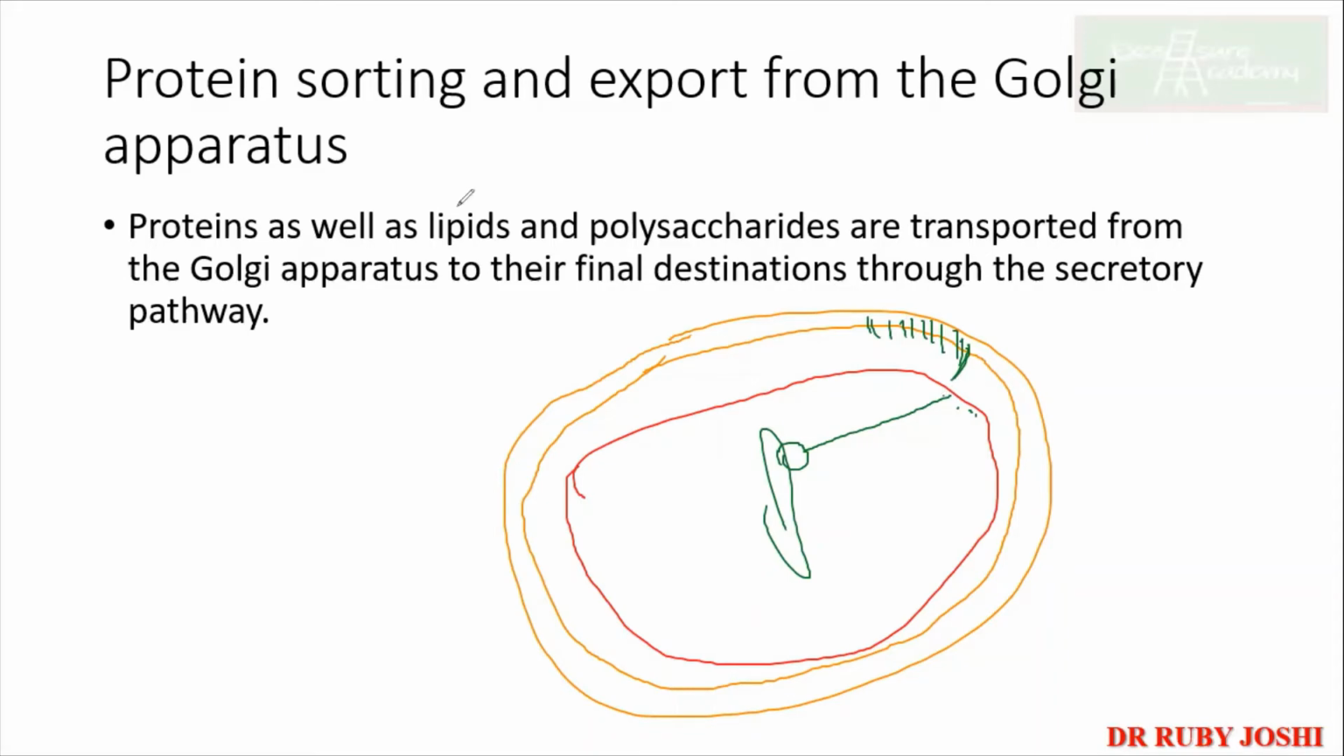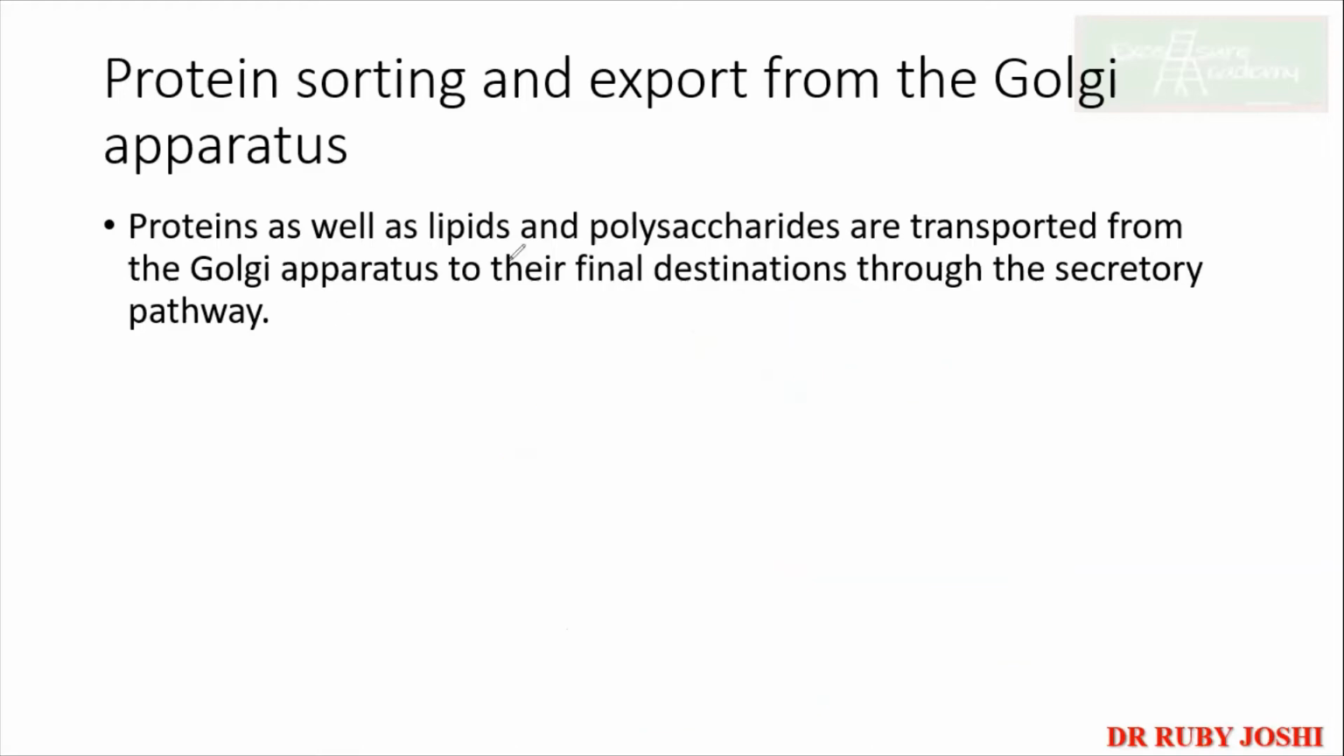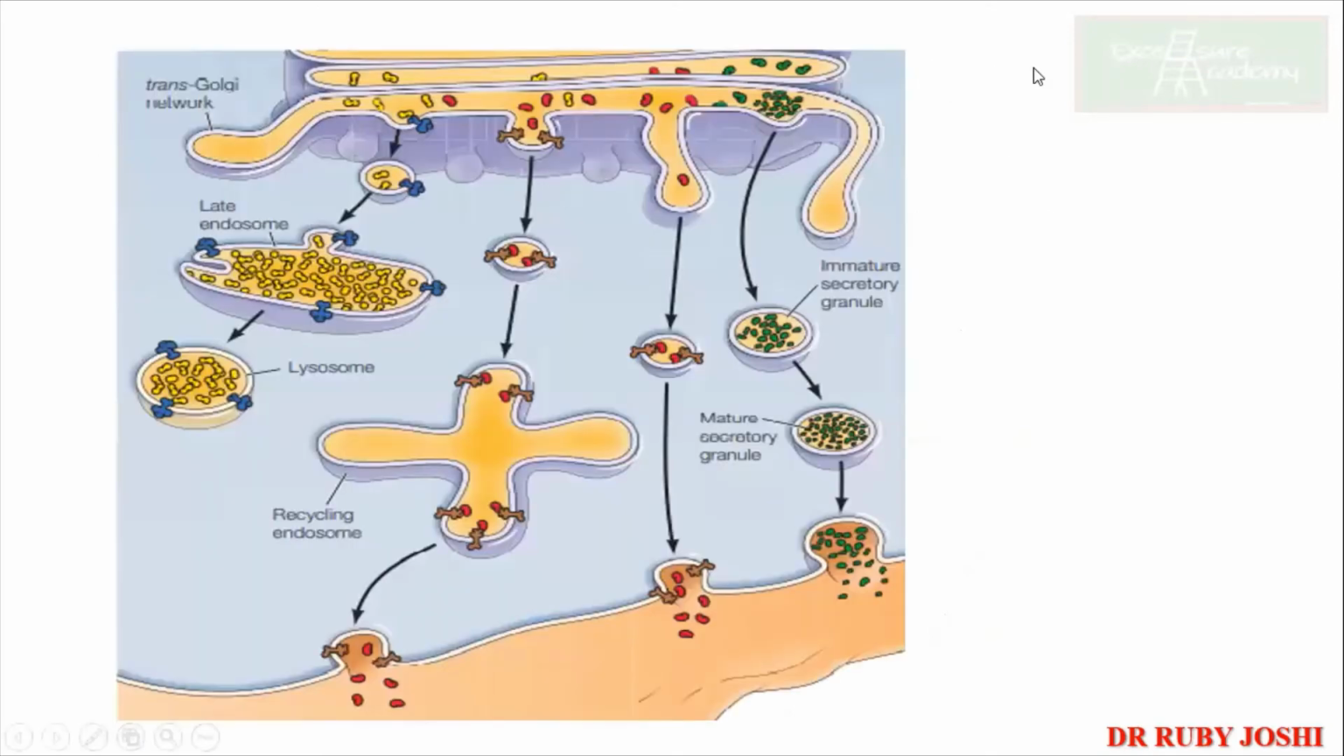Now coming to protein sorting and export from the Golgi apparatus. Proteins as well as lipids and polysaccharides are all transported from the Golgi apparatus to their final destination through the secretory pathway. So what is the secretory pathway? We have already discussed it, right? After translation, from the ER to the Golgi, then from the Golgi a vesicle forms, and from the vesicle to the respective organelles, either lysosomes, mitochondria, chloroplast, and the plasma membrane for the final secretion out. Okay, I think I have a figure here. Yes, so let's see in the figure.